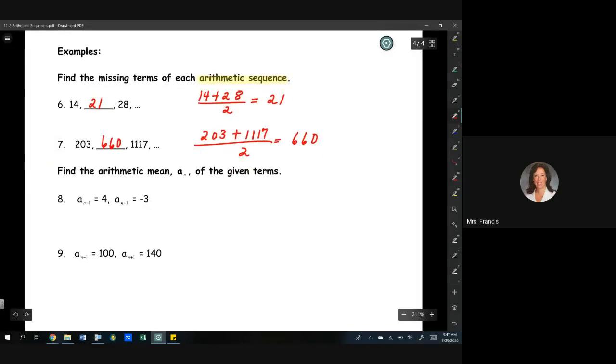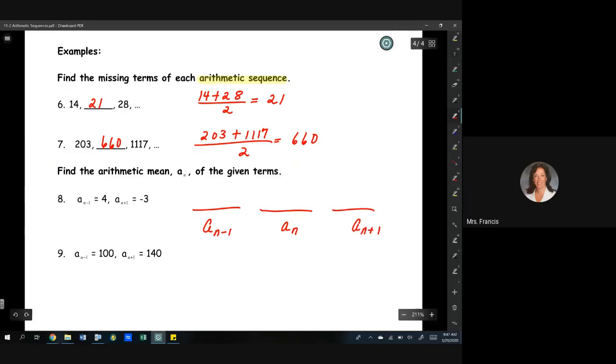All right, so this 8 and 9 probably looks pretty intimidating. Let's kind of map this out. It says find the value of the arithmetic mean, a sub n. We talked about this notation already a little bit, but let's make a note here. So we've got a sub n. We've got the value before a sub n, which we call a sub n minus 1. And we have the value after a sub n, which is a sub n plus 1.